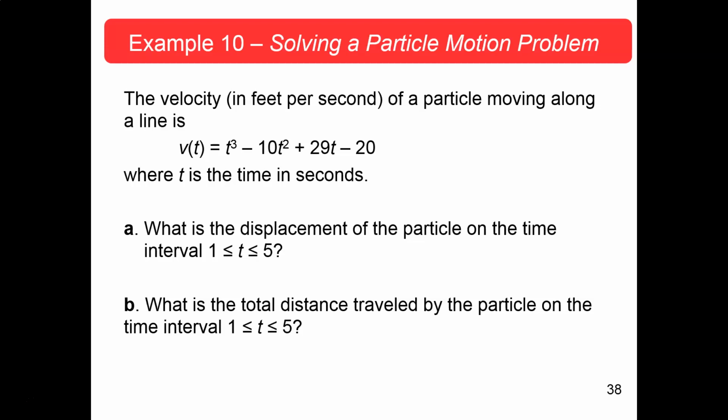And we had answered the first part. Here's the velocity in feet per second of a particle moving along a line. And the velocity is a function of time, t cubed minus 10t squared plus 29t minus 20, where t is the time in seconds. And the first question is, what is the displacement of the particle on the time interval 1 to 5? Now, we did that, and basically that's just the integral of v of t.